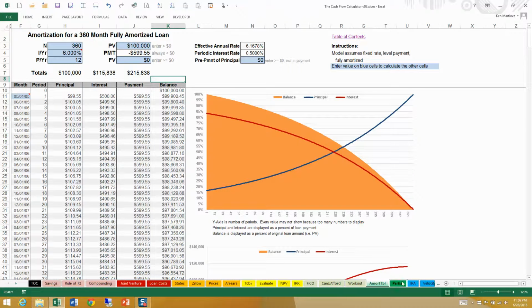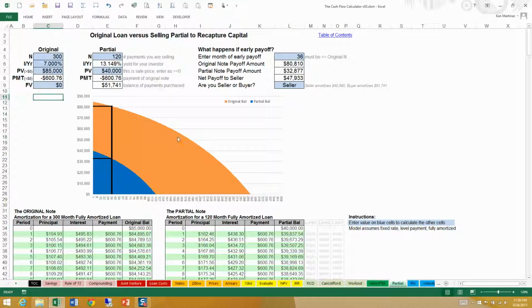Let's go to the partial now. Partial is really the same thing again, as I mentioned in the overview. It's really just two amortization schedules. One for your original; here I just have the example. It's what I have, 300 months, 7%, $85,600 payment. And let's say in order to recoup some of your capital, you want to sell 120 payments, 10 years. You're going to get $40,000 for this, for 120 payments. Now, the borrower is going to get 120 payments of $600 a month.